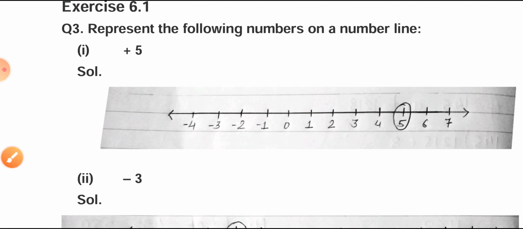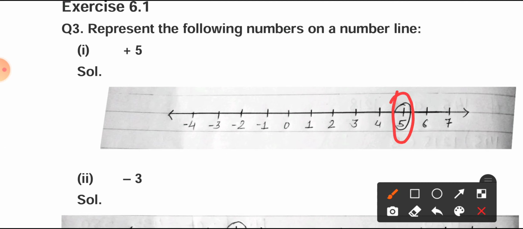So you can see that here in the center is 0, after that on the right hand side positive numbers are there and on the left side negative numbers are there, and we have to mark plus 5. So make a mark on 5 here. So this is the representation of plus 5 on a number line.